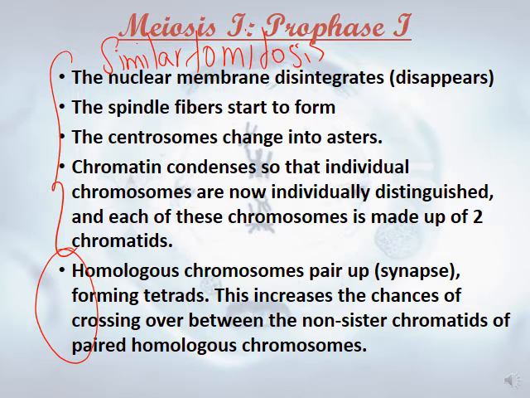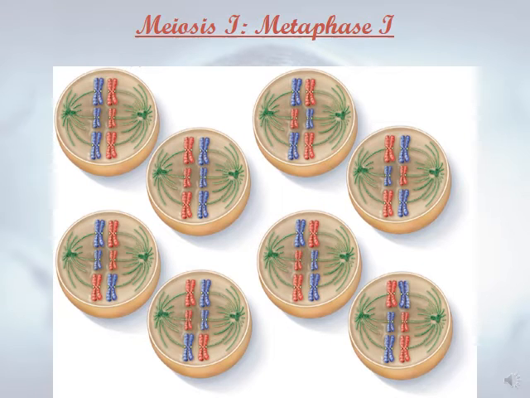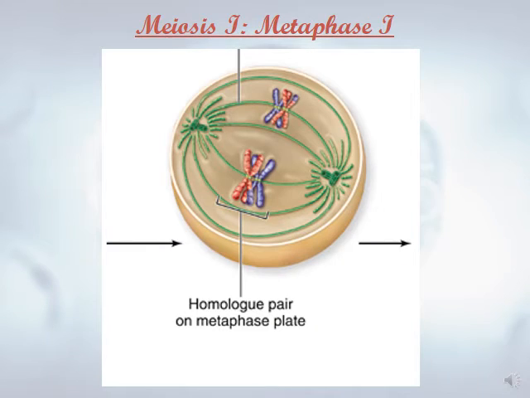Homologous chromosomes pair up and synapse, forming tetrads. The chromosomes move one over the other. This increases the chance of something called crossing over between the non-sister chromatids of paired homologous chromosomes. So this is the only difference. We have the tetrads, and this is the prophase 1 of meiosis 1. Okay, the formation of the tetrads.